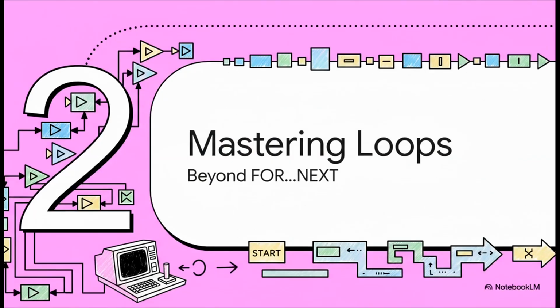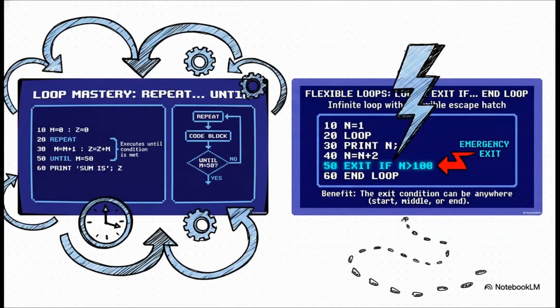Okay, logic circuits upgraded. Now let's move on and see how this builds into mastering loops. We all know and love FOR NEXT, but Simon's Basic gives us looping structures with so much more flexibility and power. On the screen, you can see our two new heavy hitters for loops, REPEAT UNTIL and LOOP EXIT IF.